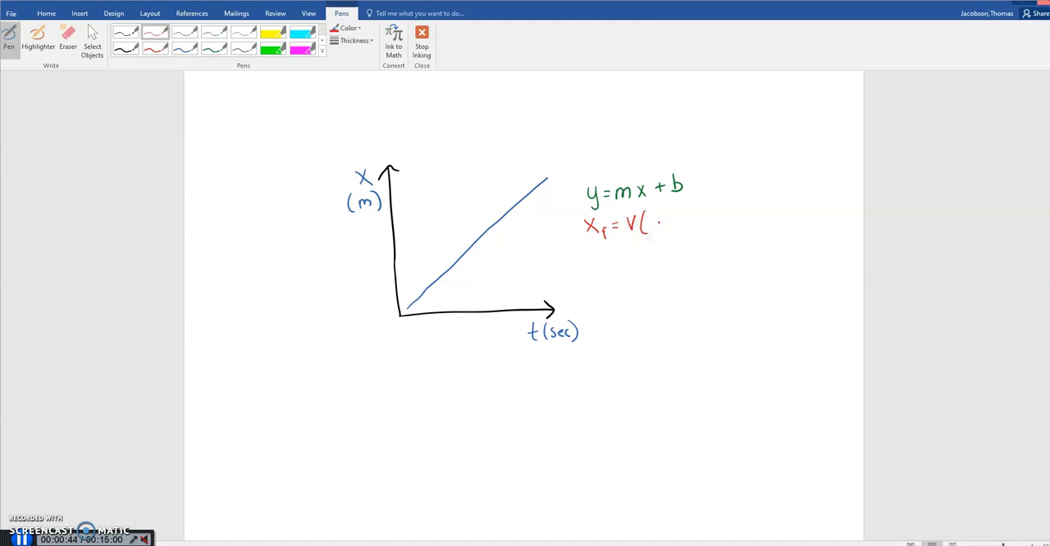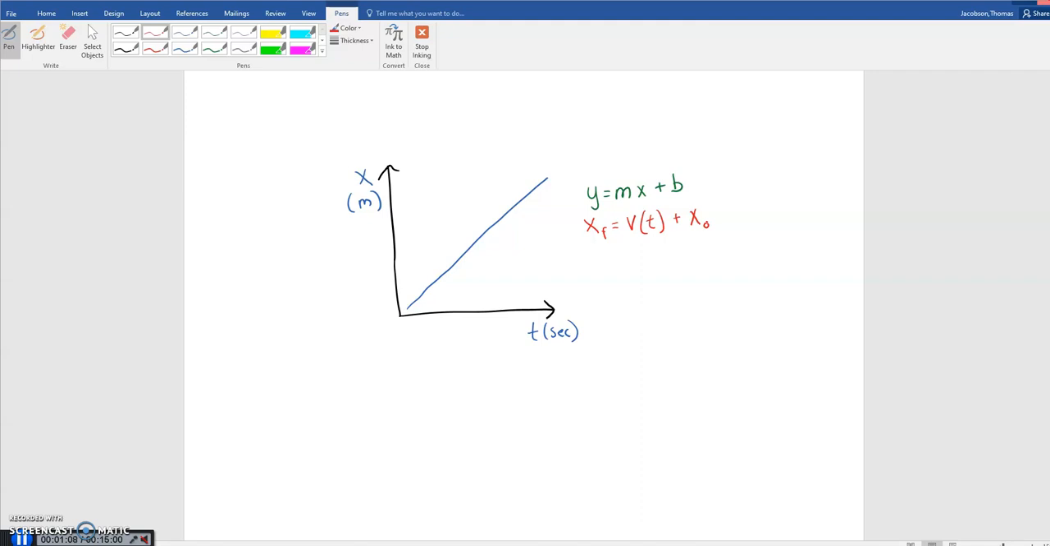And on our x-axis, we have time, so I'm going to put t for time. And then the y-intercept, which is b, represents our starting point. So it is a distance, but it is a starting distance. So I'm going to put x0, which represents the starting position at time 0.